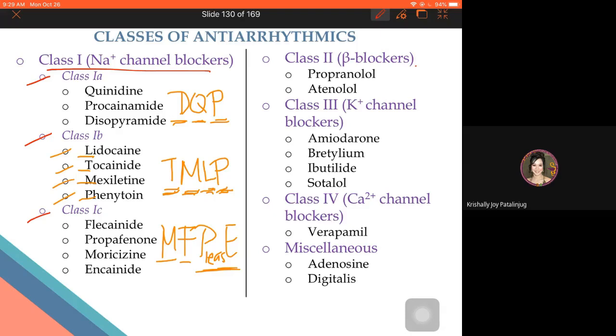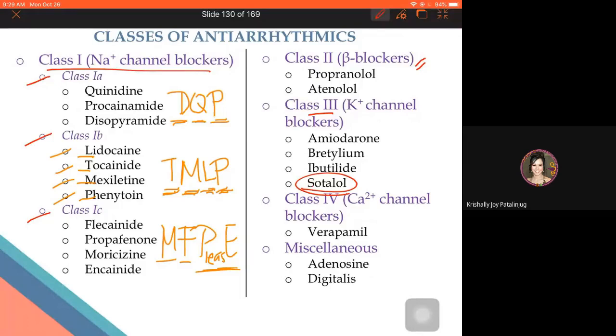And then for class 3, the agents, examples are amiodarone, bretylium, ibutilide, and sotalol. You might wonder why sotalol is here. You can see here that sotalol is part of class 3, although it is a beta blocker. Later, you will also find out why it is part of class 3 even though it is a beta blocker.